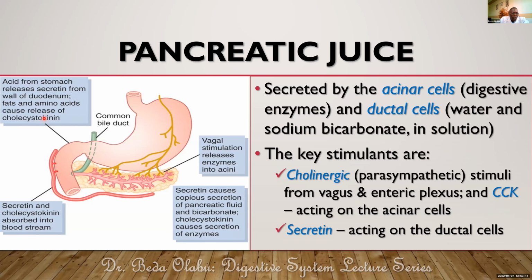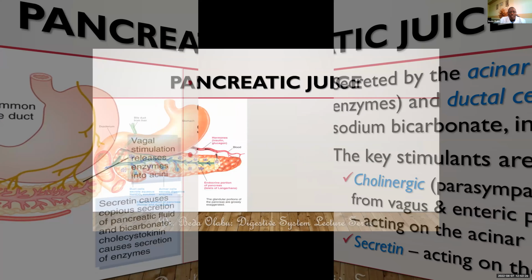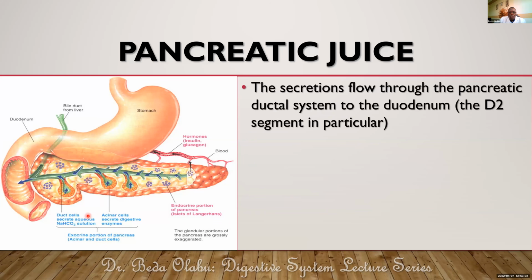That image captures for you the stimuli as I've already described. We have the one for vagus, and we have the one from secretin and cholecystokinin. We had already talked about cholecystokinin and secretin in our previous class. Pancreatic juice usually flows through the pancreatic ductal system all the way to the duodenum, specifically the second segment of the duodenum, the D2.